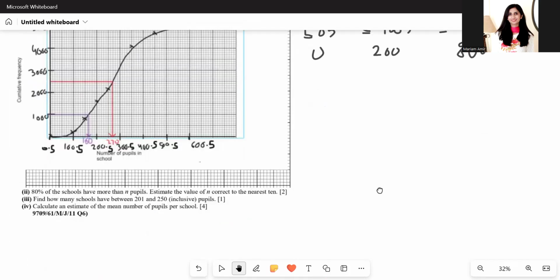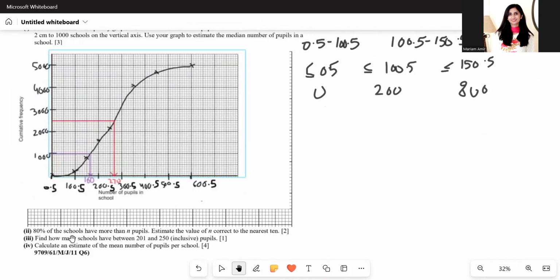Okay. In the next part, it says 80% of schools have more than n pupils. Estimate the value of n. Okay, so 80% of 5,000, because there are total 5,000 schools, that gives us 4,000. And again, it says more than n pupils. So first you will have to subtract this 4,000 from the total value, which is 5,000 minus 4,000 is 1,000.